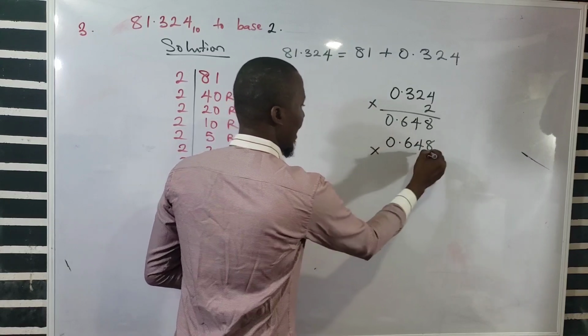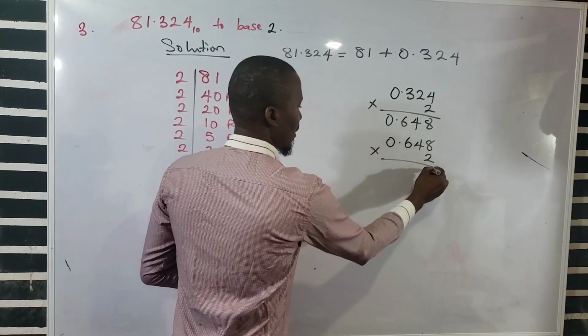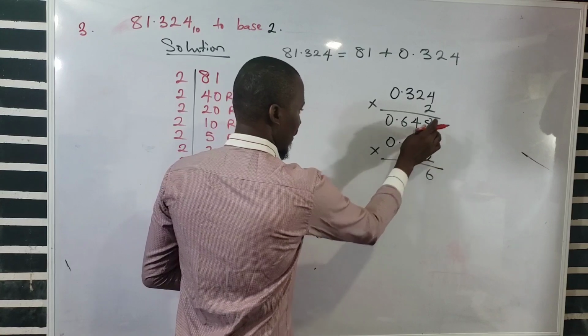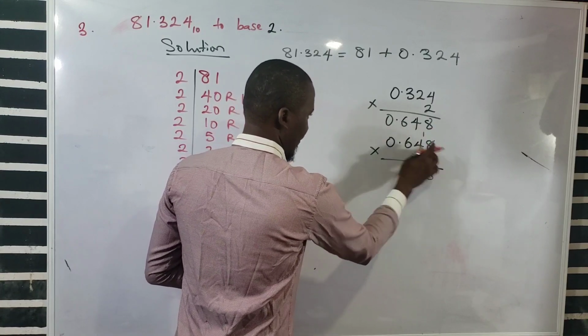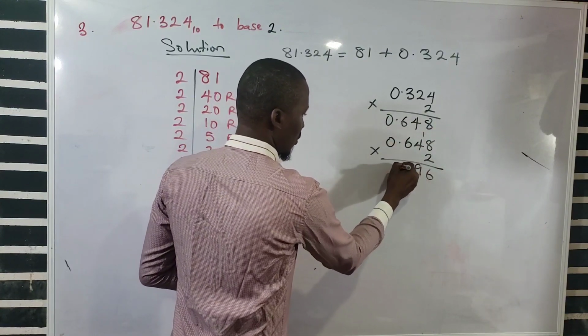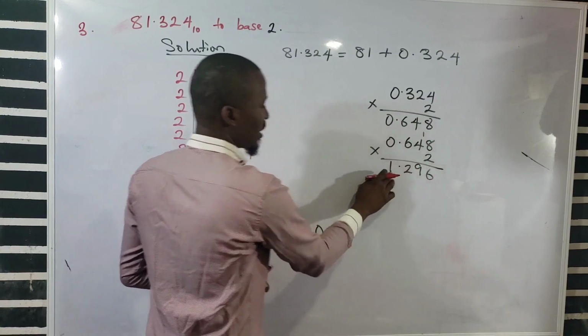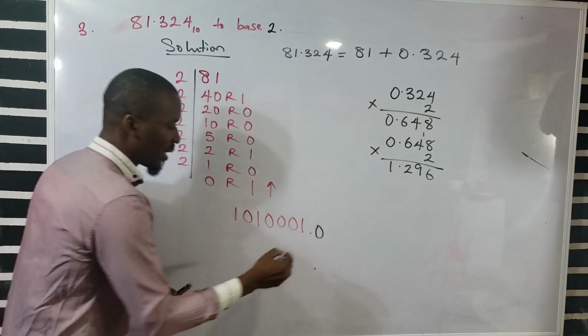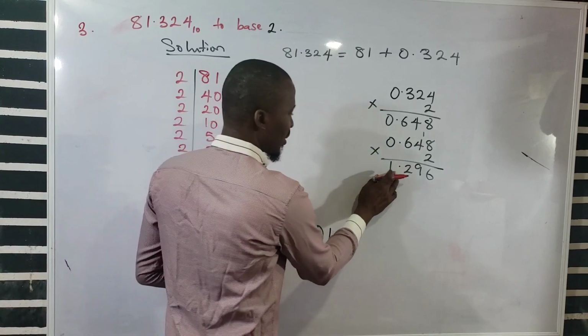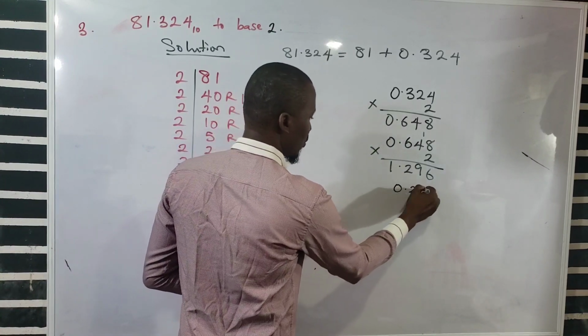You multiply again by 2: 6 times 2 is 12, 2 carry 1, and so on. So this time around, we have 1.296. So you pick it and add it up here. When you remove this one, you have 0.296.